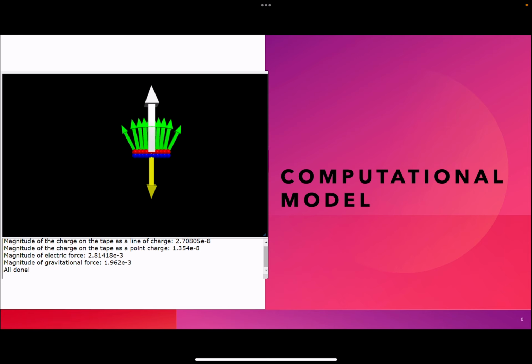Okay, so this is the computational model we get. So the white line is going to be the force of electric charge. The green lines are going to be electric field. These two are tape A and B. And this yellow line is going to be our gravitational force. So these are the numbers we get. And as we can see, they're really similar to the ones we calculated. So it's very nice that we predicted this and we're on the right track.